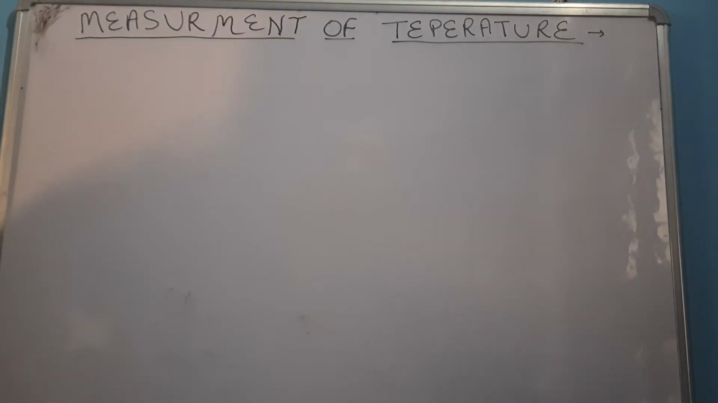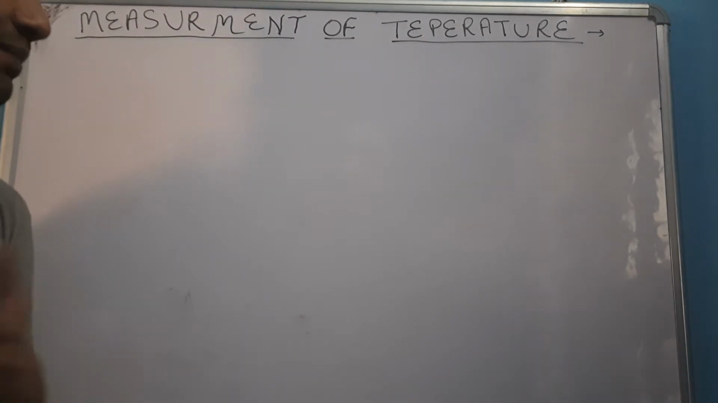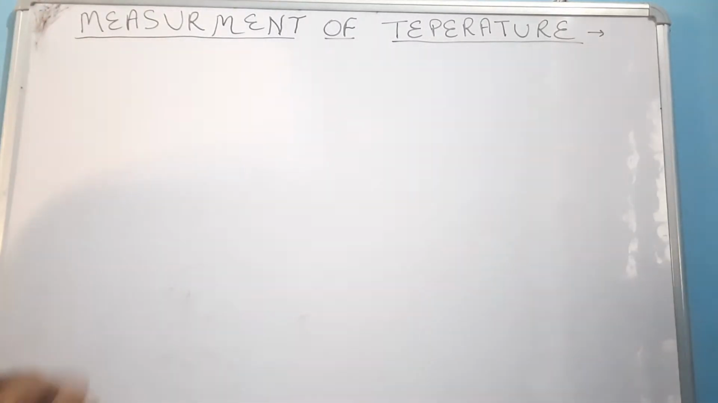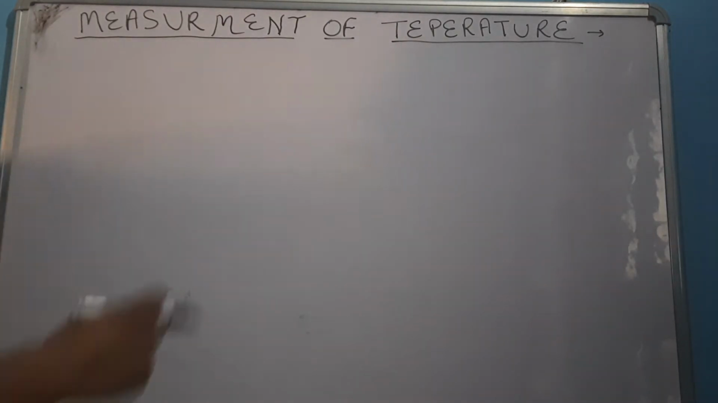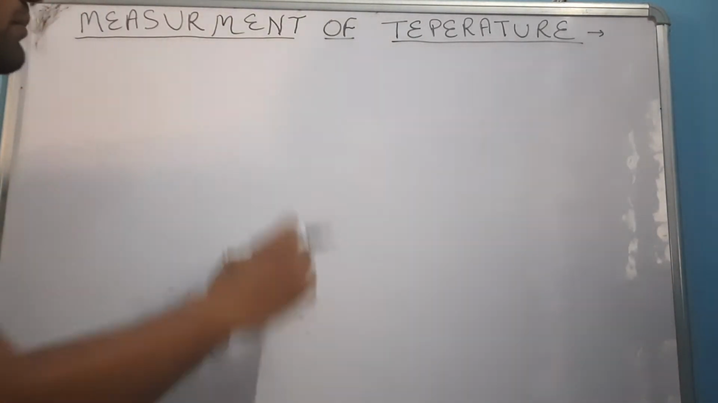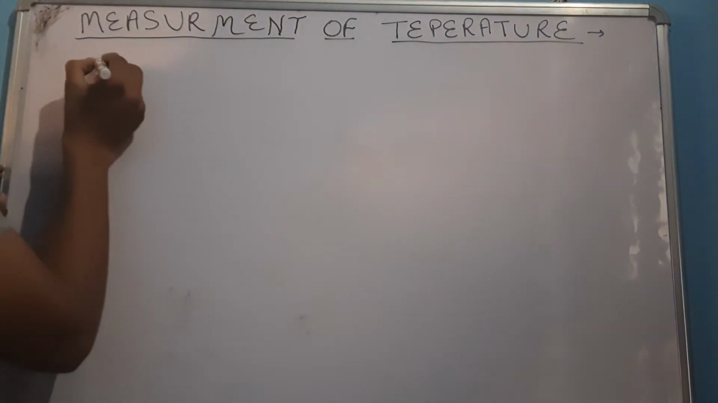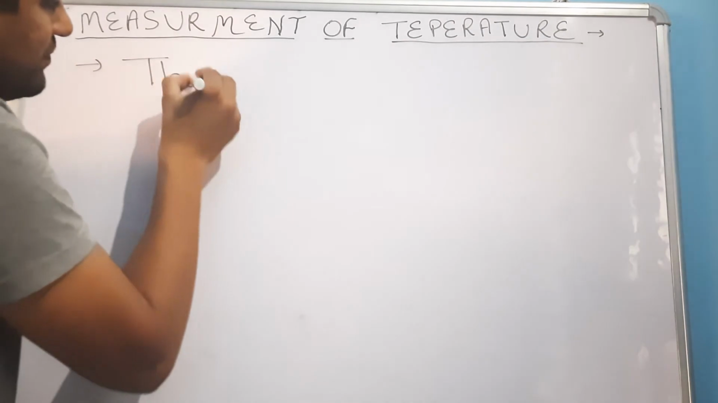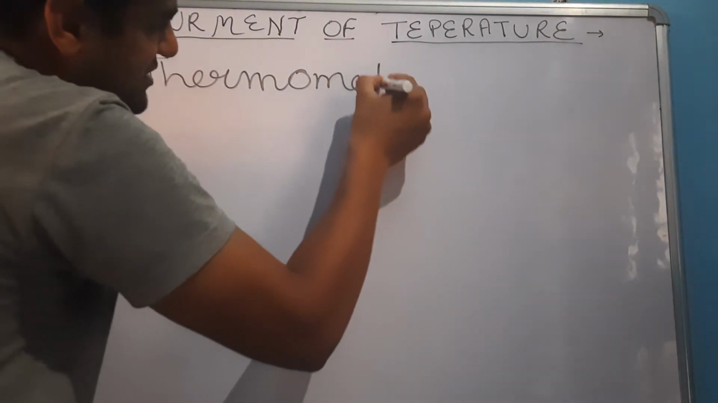Okay, and we need some instrument to measure their temperature exactly, because a brief idea cannot help us in understanding the exact value of the temperature of a body. So how do we measure the value of temperature? We measure the temperature with the help of a thermometer. Thermometer. This is the device.